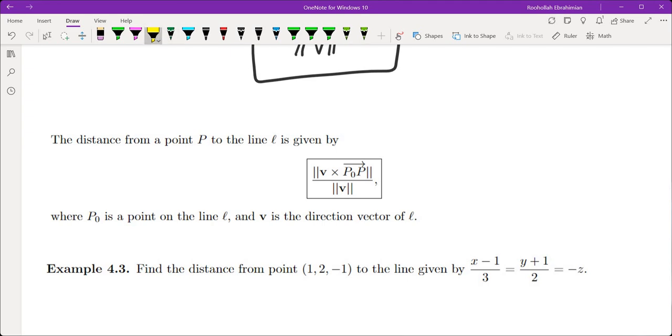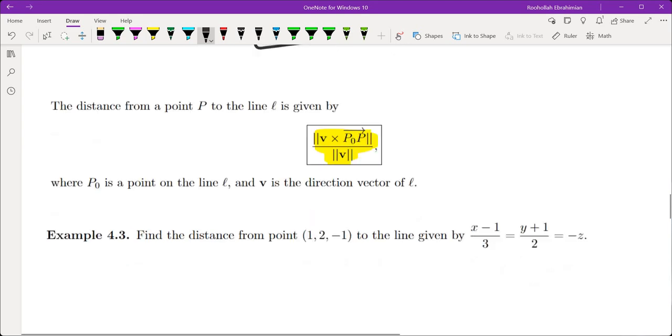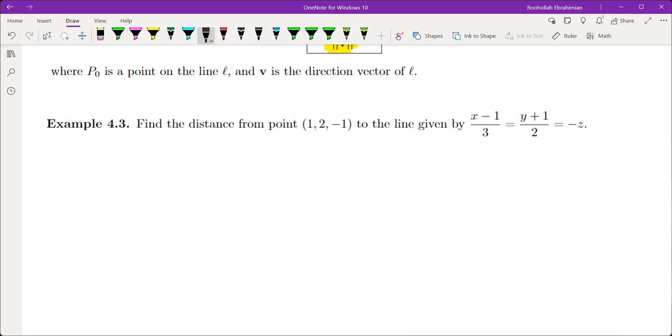As you see, I have the formula right here. In order to find the distance from a point to a line, we need to find two things. We need to find a point on the line, and we need to find a vector parallel to the line. The point on the line could be any point on the line. And the vector parallel to the line could be any of those vectors that are parallel to the line, so any vector or any multiple of that vector. And we would always get the same answer.